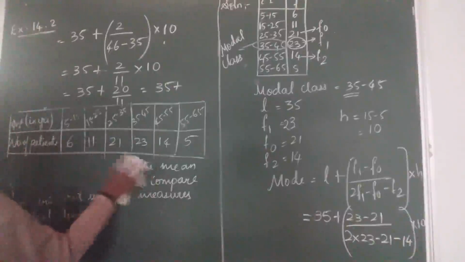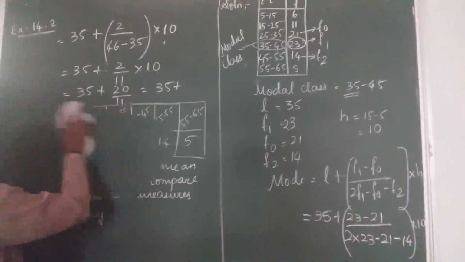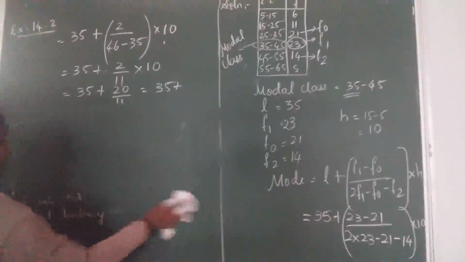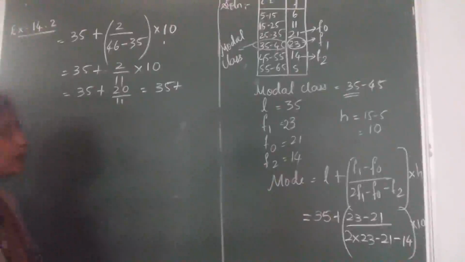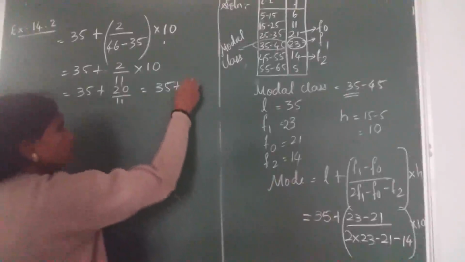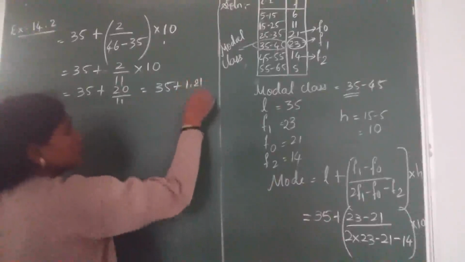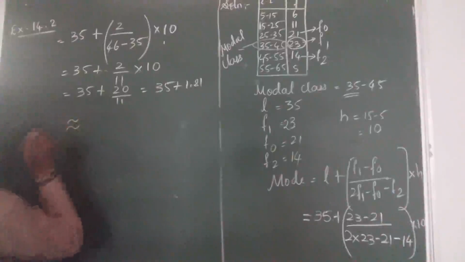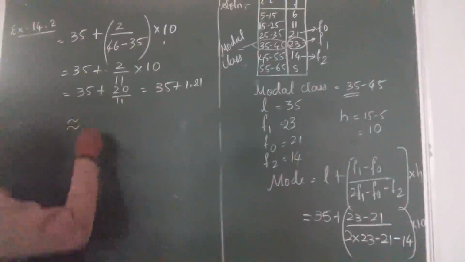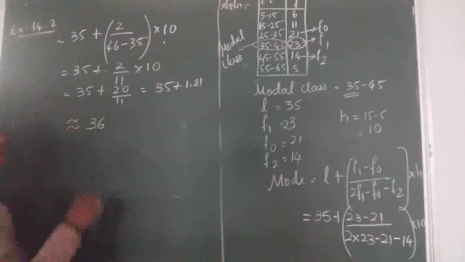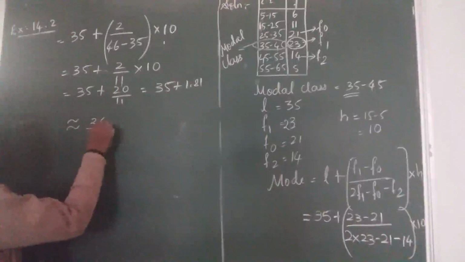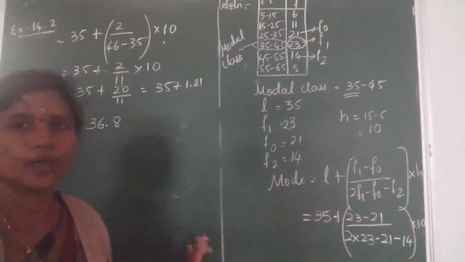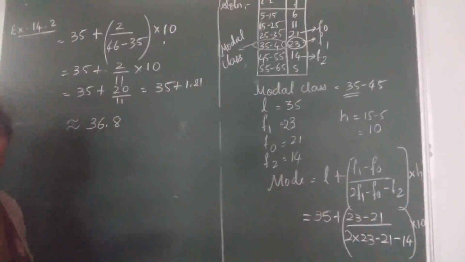When you divide you will get 1. 11 ones are 11, 9 is remaining, 90 is remaining. So 11 8s are 88, 1 goes on recurring. There is no end. Now what is the approximate value for that? That is nothing but 36. 35 plus 1 is 36.8. This is nothing but an approximation. Approximate value. Is it clear for you?